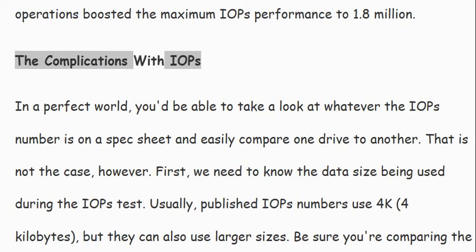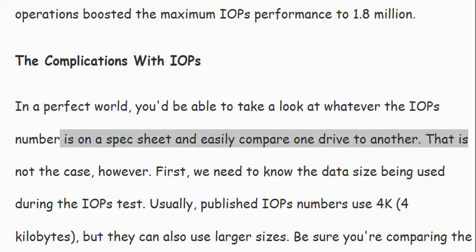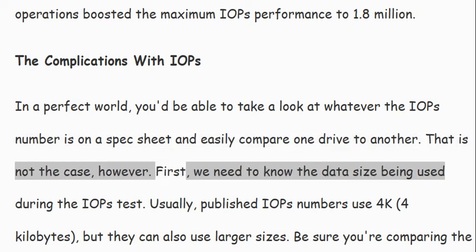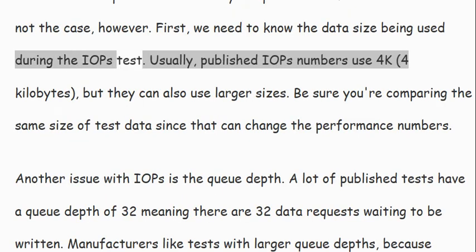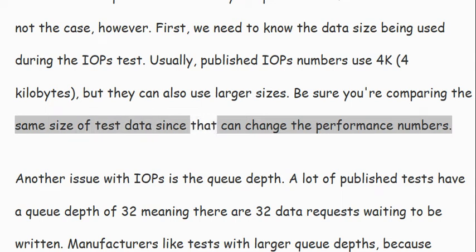The complications with IOPs. In a perfect world, you'd be able to take a look at whatever the IOPs number is on a spec sheet and easily compare one drive to another. That is not the case, however. First, we need to know the data size being used during the IOPs test. Usually, published IOPs numbers use 4K, 4 kilobytes, but they can also use larger sizes. Be sure you are comparing the same size of test data since that can change the performance numbers.